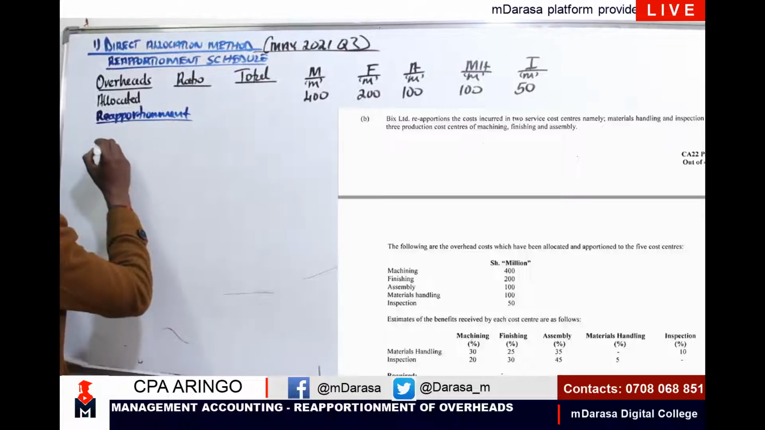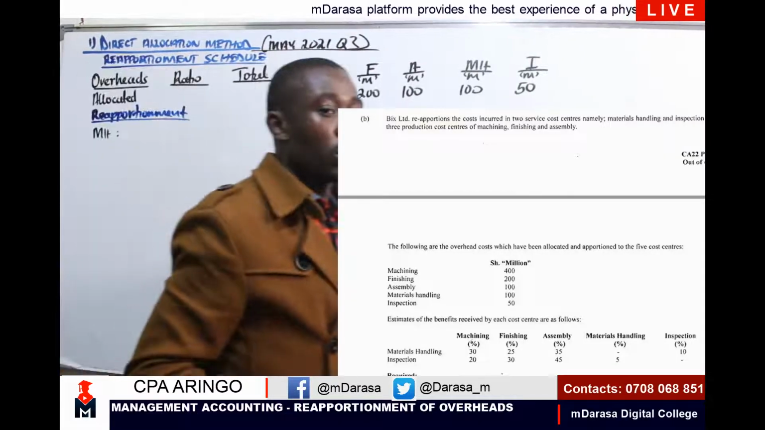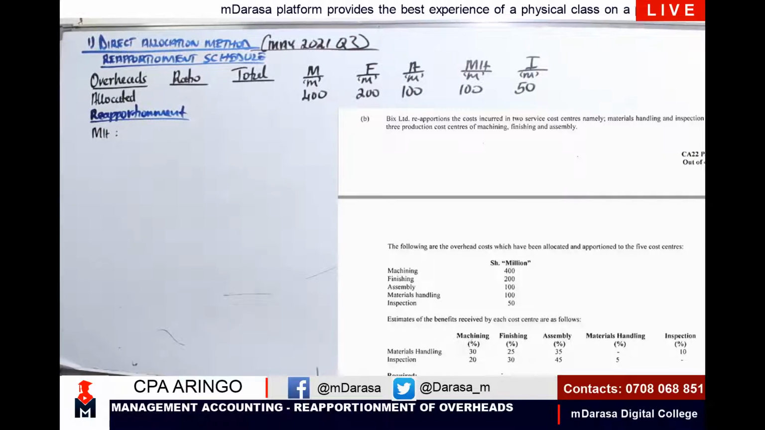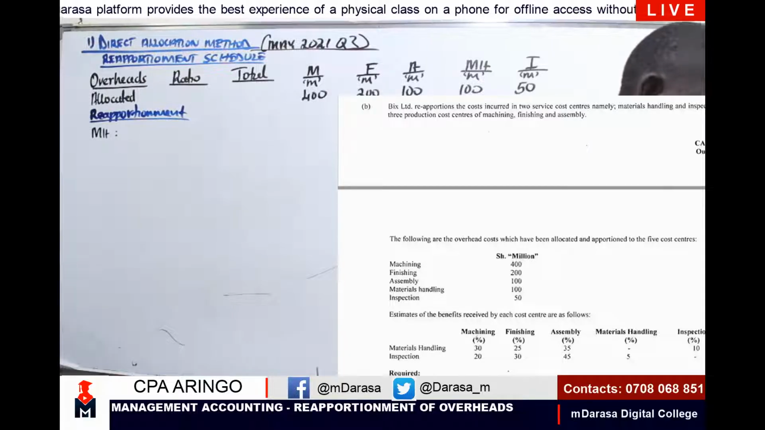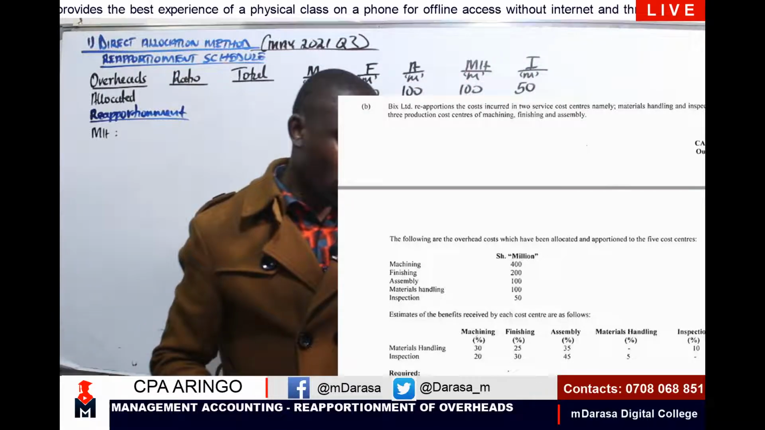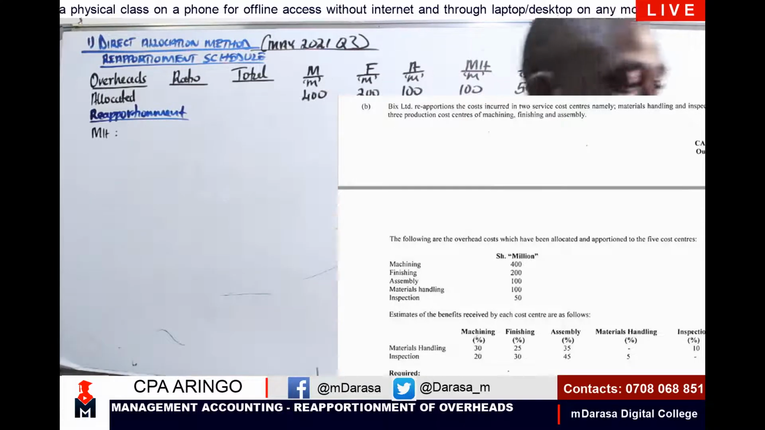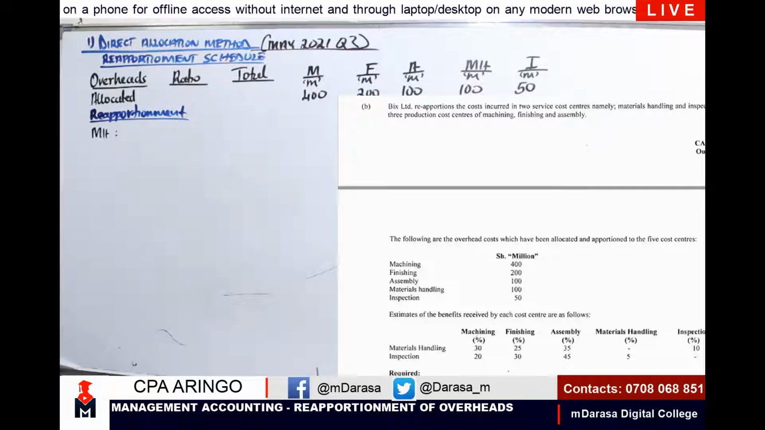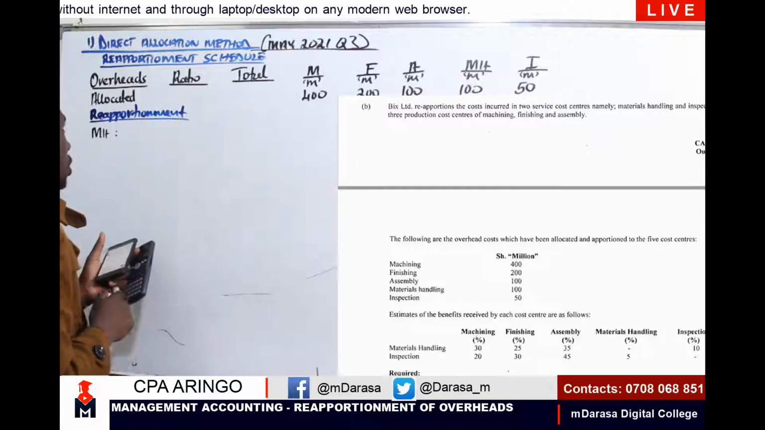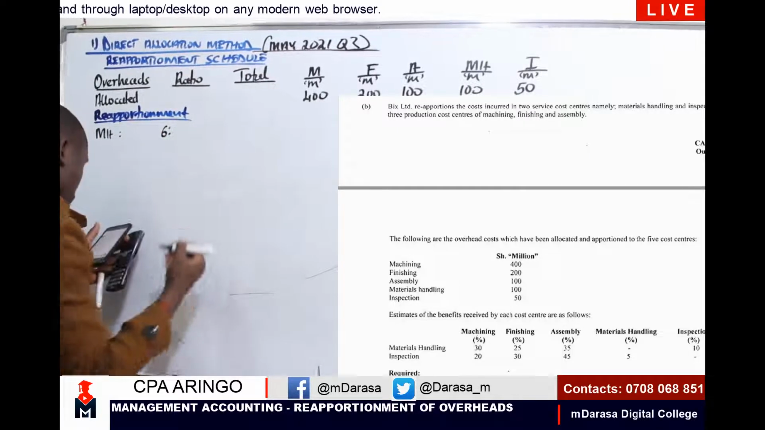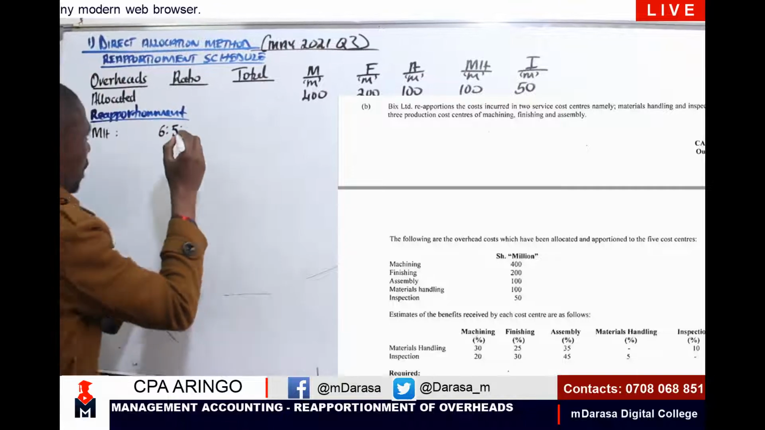So this is what you're going to do. We start with material handling, which we've said is MH. So MH, what was the ratio given for MH? Let us go to our note there, where we are told that estimates of the benefits received by each cost center are as follows. Material handling, I'm having 30%, 25%, 35%, and 10%. So these figures, I can see they are divisible by 5. So 30 divided by 5 should give us 6, right? 25 divided by 5 should give us 5. 35 divided by 5 should give us 7, right?